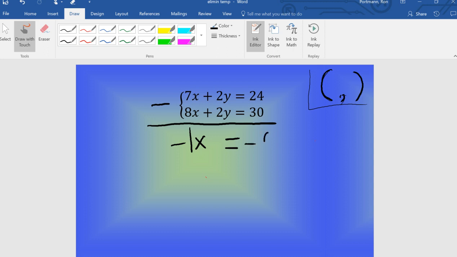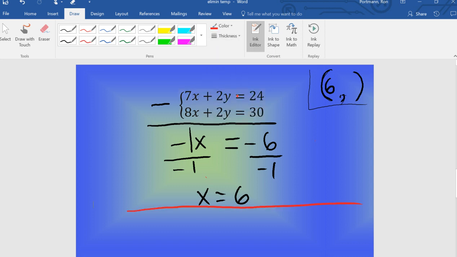gives us negative 6. So we still have to get rid of that negative sign in front of the x, or that negative 1. So we're going to divide both sides by negative 1. And it tells us that our x value is 6, because negative divided by negative is a positive. So we're going to put 6 in where the x goes. Now, on to how we figure out what the y is.